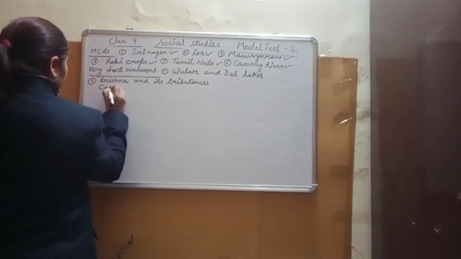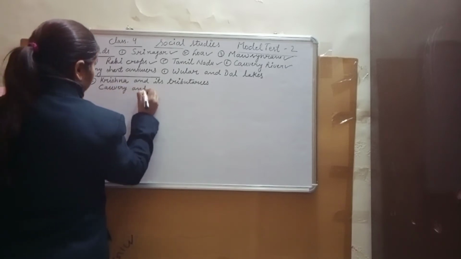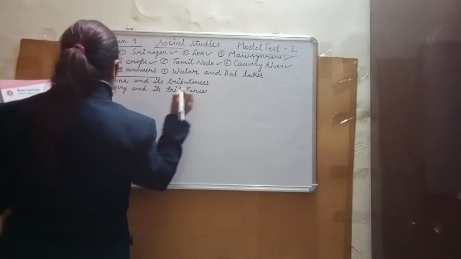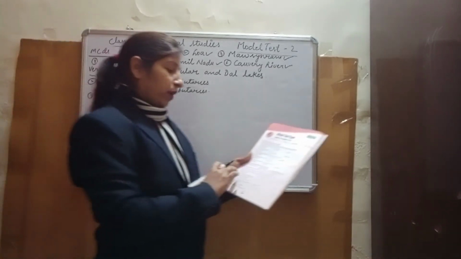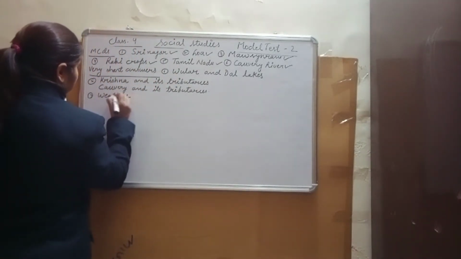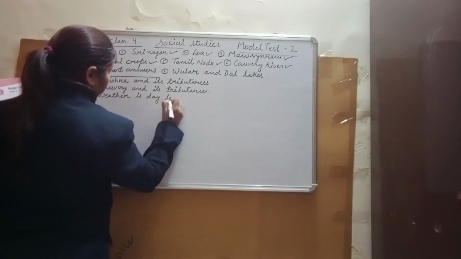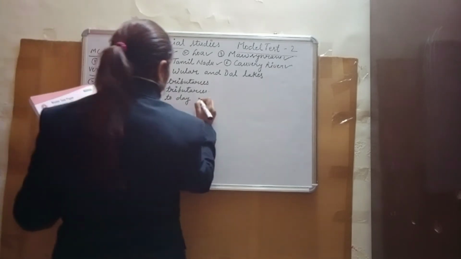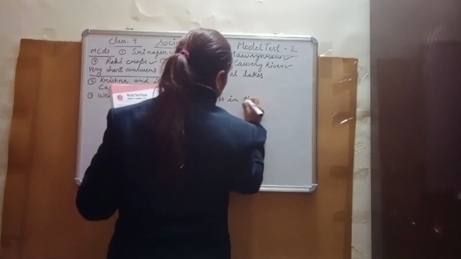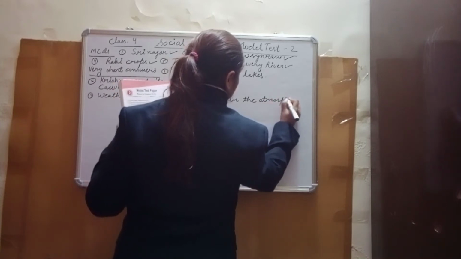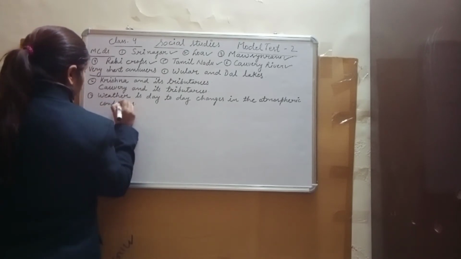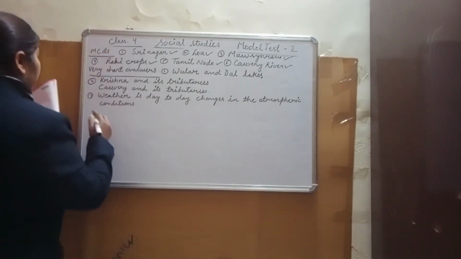Kaveri and its tributaries. Answer number 3. What is weather? This also we have solved already. What is weather? Weather is day-to-day changes in the atmospheric conditions. Weather is day-to-day changes in the atmospheric conditions.